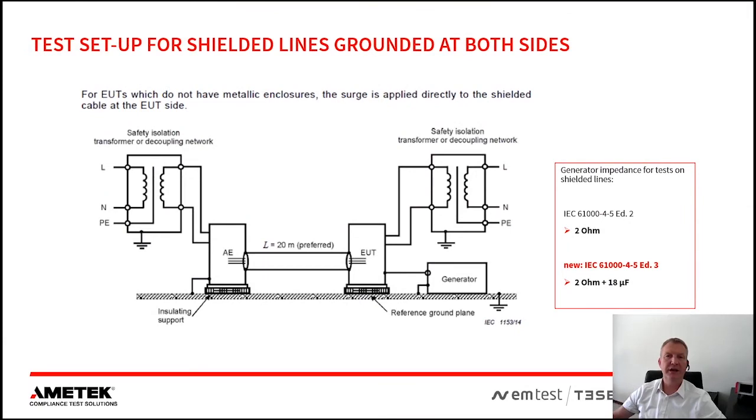Here we have the test setup for shielded cables which are grounded at both sides. As you can see below, the setup itself isn't changed from edition 2 to edition 3. It still specifies that the EUT as well as the auxiliary equipment should be powered over an isolation transformer. The cable between the EUT and the auxiliary side has a preferred length of 20 meters. What they changed is the generator impedance. It was just 2 ohm in the old standard, and the new one specifies 2 ohm plus an 18 microfarad capacitor.